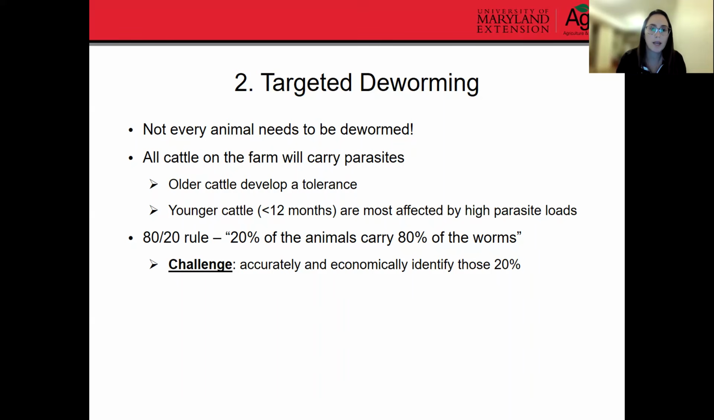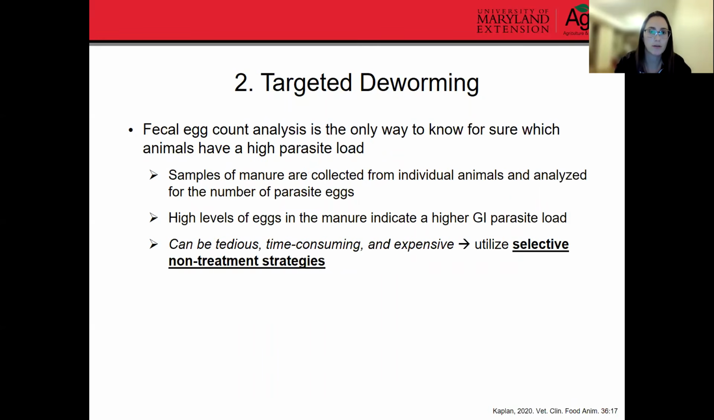There's an old saying called the 80-20 rule, where they say that 20% of the animals carry 80% of the worms. If you think about that, it means that pretty much only 20% of the animals in your group really are the ones that need to be dewormed. But the problem becomes, how do we identify those 20%? Sometimes you can pick them out pretty easily, but there are some that have a high parasite load that you might not even know because they don't look like they do. That becomes our challenge, and we have a couple of strategies here to help us with that.